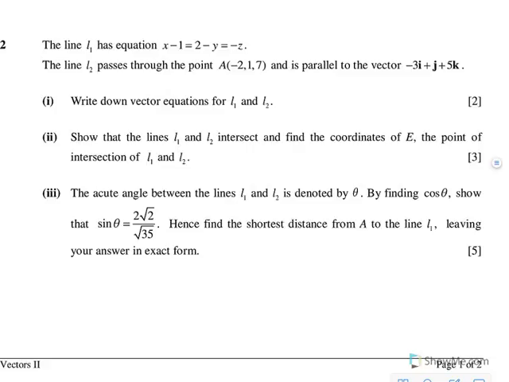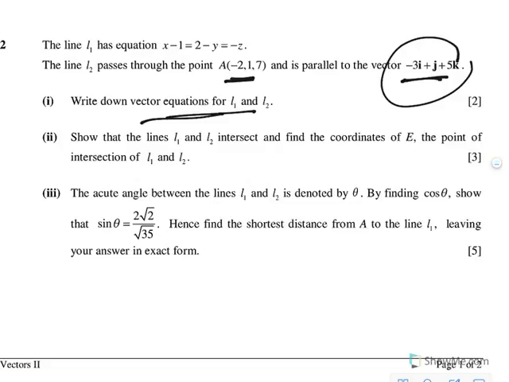Okay, the line L1 has the equation x minus 1 equals 2 minus y equals negative z. The line L2 passes through the point A, negative 2, 1, 7, and is parallel to the vector negative 3, 1, and 5. So it means that L2 actually has this as a direction vector. First up, we need to write down the vector equations for line 1 and line 2, which is relatively easy, right? So you have x minus 1 equals 2 minus y equals negative z.